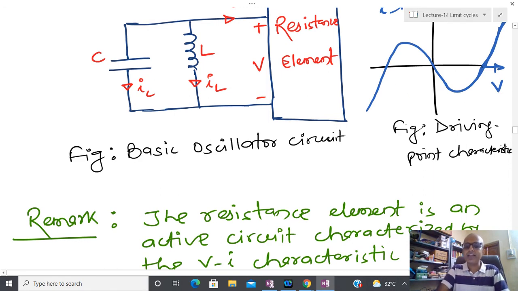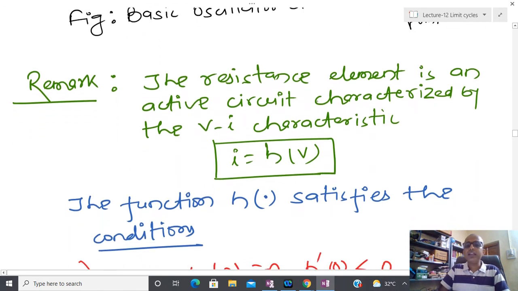And why is this kind of characteristic required? Because the resistance element is an active circuit characteristic. What is the meaning of active circuit characteristic? If you see a resistance, it always dissipates energy, but a negative resistance can actually also give some amount of energy, and whenever someone is able to provide some amount of energy, that is called an active element. The philosophy is very simple, because if you connect C and L, C and L always have some kind of resistance. So if some energy is dissipated across the resistor, you have to provide some equivalent energy. Then what happens? Sustained oscillation comes into picture. That is the basic idea.